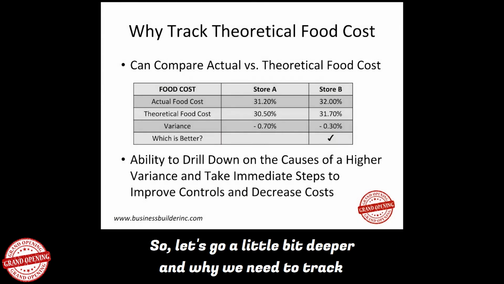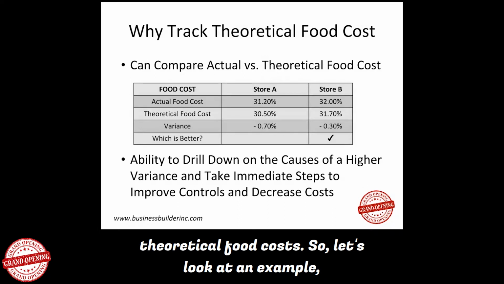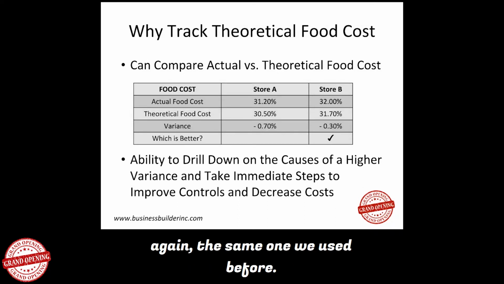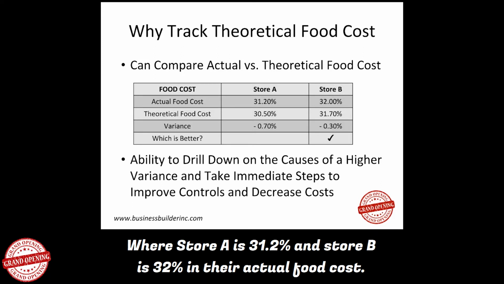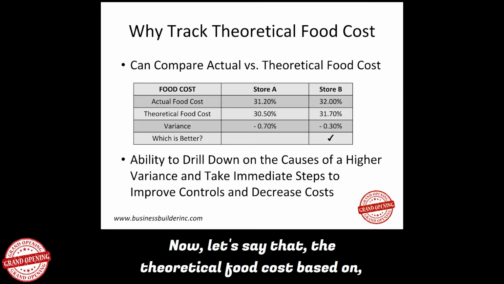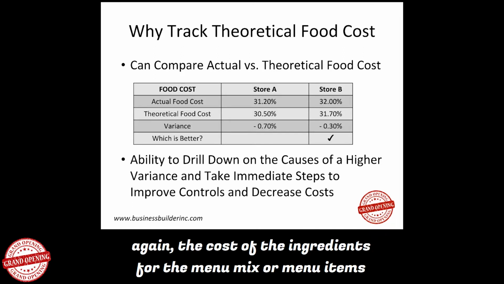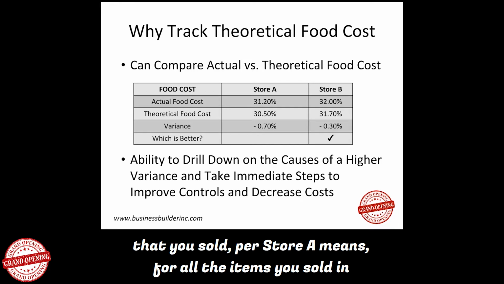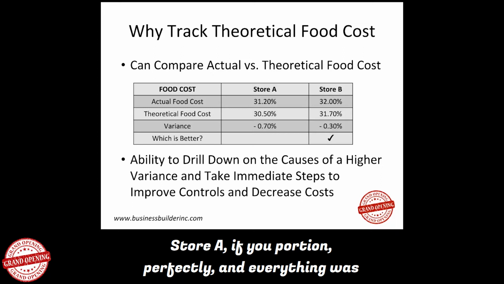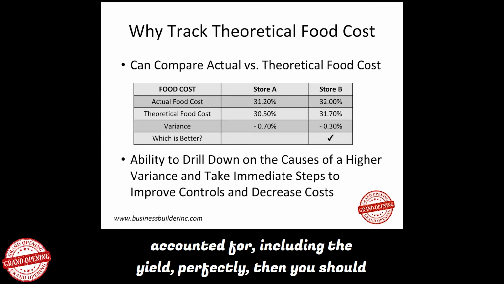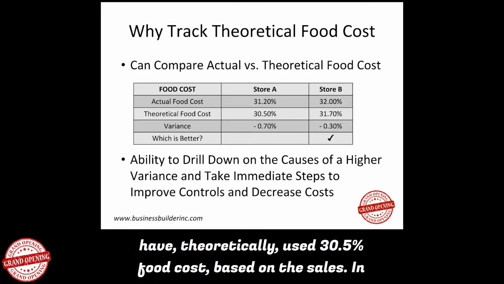So let's go a little bit deeper into why we need to track theoretical food costs. Let's look at an example, again the same one we used before, where store A is 31.2% and store B is 32% in their actual food cost. Now let's say the theoretical food cost, based on the cost of the ingredients for the menu items you sold in store A, meaning if you portioned perfectly and everything was accounted for, including the yield, then you should theoretically have used 30.5% food cost based on the sales.